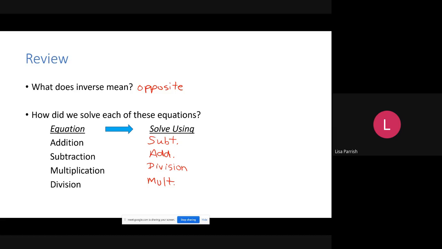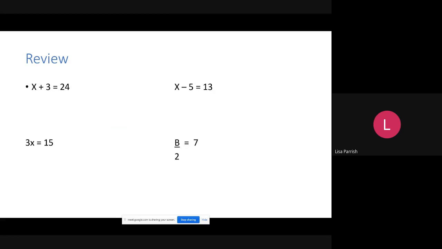Okay, so if you can't remember or you struggled with remembering which operation to use to solve, you might want to pause this and write that down because you'll be doing the same thing when we get to these inequality problems in a few minutes. Okay, so just another review on solving those using the inverse.